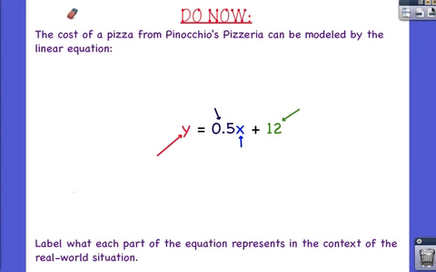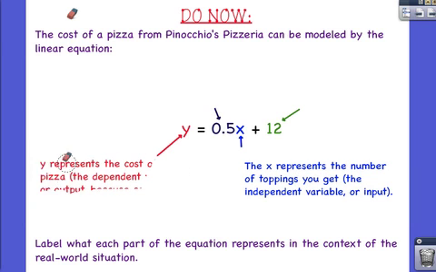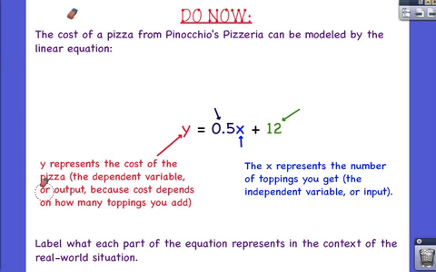Pause the movie to try the do now on your own and resume when you're ready. Let's start by discussing what the x and the y represent. The x represents the number of toppings that you get, which is the independent variable or input. That's what changes about the pizza to determine our output or y value, which represents the total cost of the pizza, because the cost depends on how many toppings you add.